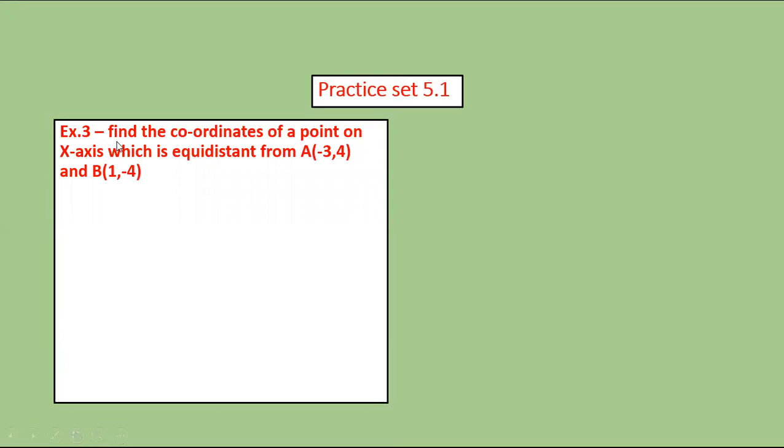Problem number 3 in practice set 5.1. Find the coordinates of a point on the x-axis which is equidistant from point A (-3, 4) and point B (1, -4).